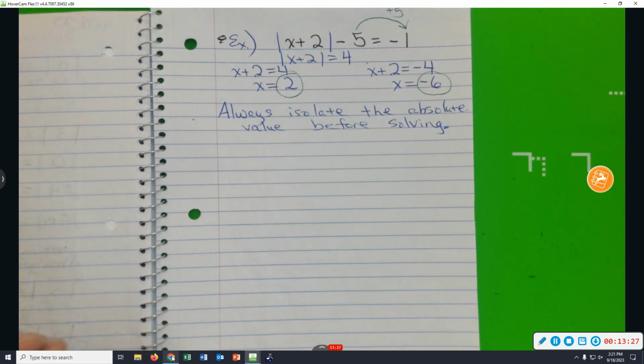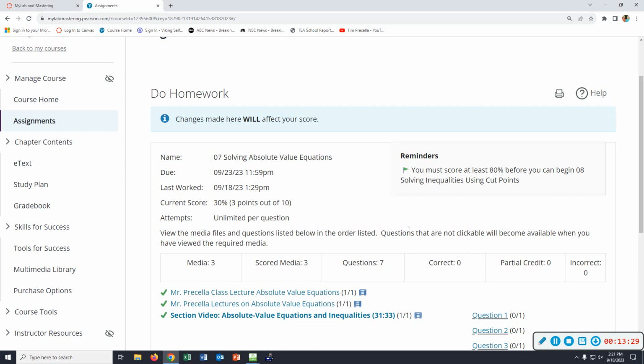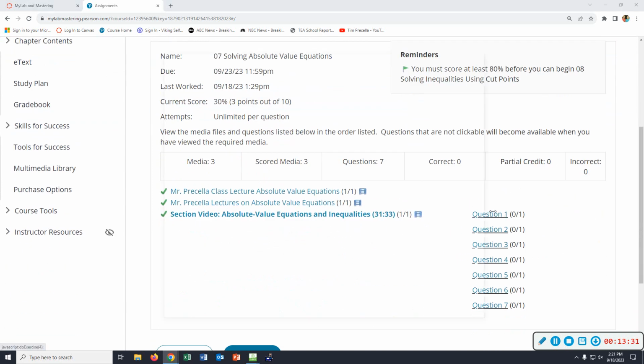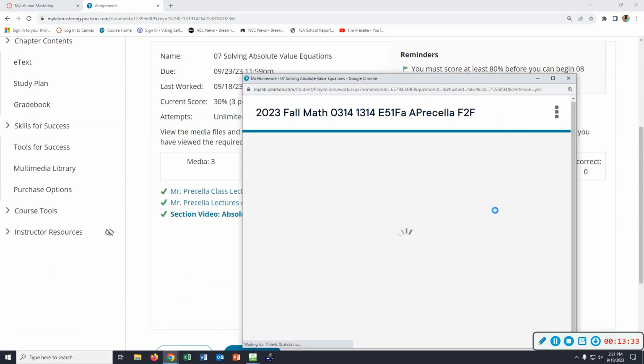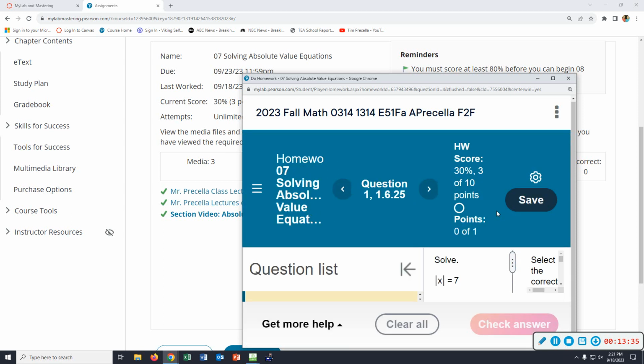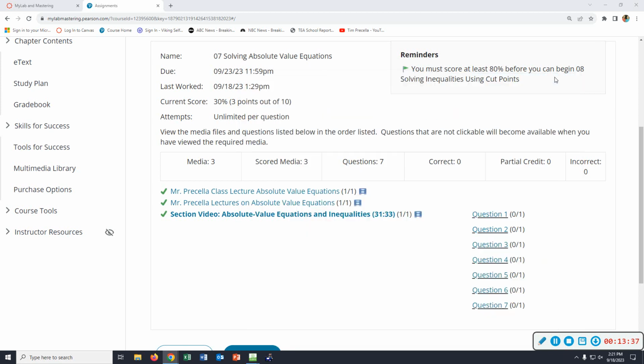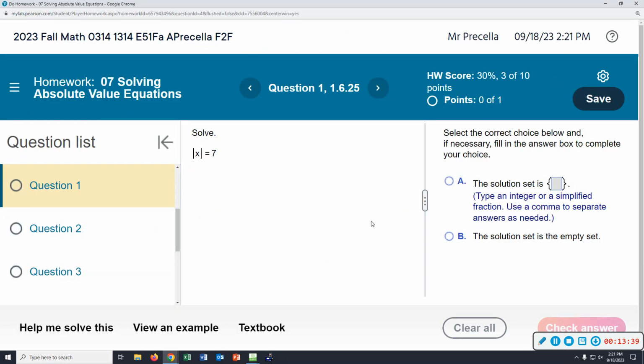So let's look at number 1 in the homework. Oh, let me see. Hopefully it hasn't logged us out. Okay. Oh wow. Well, okay. I think y'all can just tell us the answer here. What is it? Only 2 numbers that could be inside. Positive or -7. Okay? So I'll click right here.